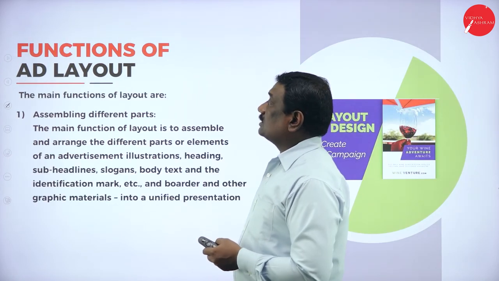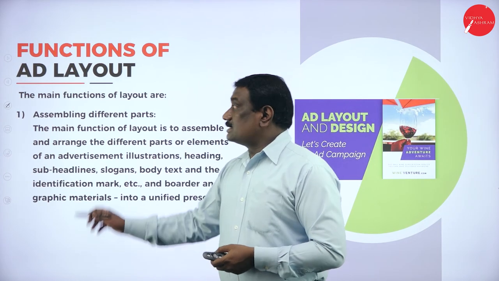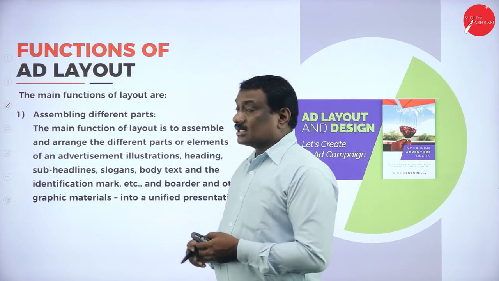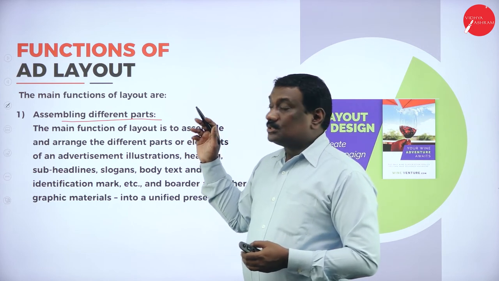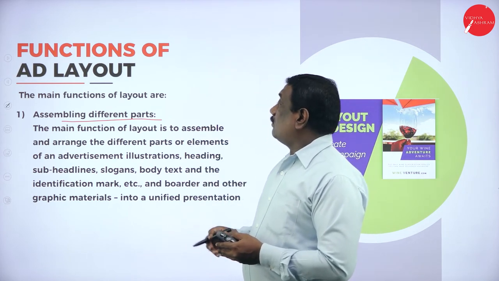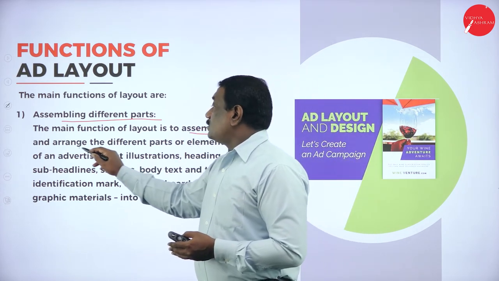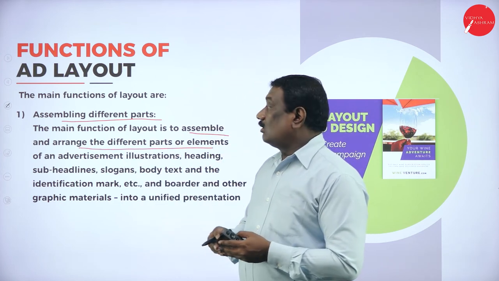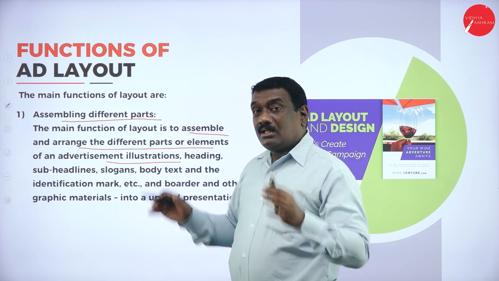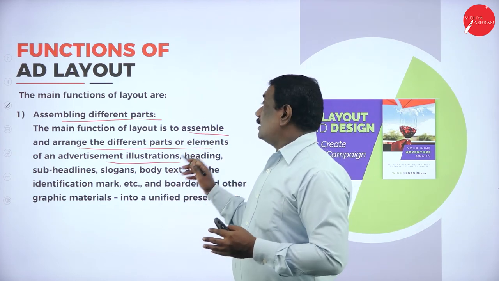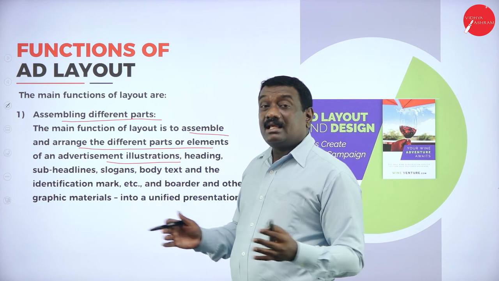Now coming to the functions of advertising layout, students, there are different functions. Let us see one by one. First, assembling different parts. The main function of this layout is to assemble and arrange all the different parts or elements of an advertisement, illustrations. So it is a combination. You are bringing everything together. It is assembling as well as arranging what?